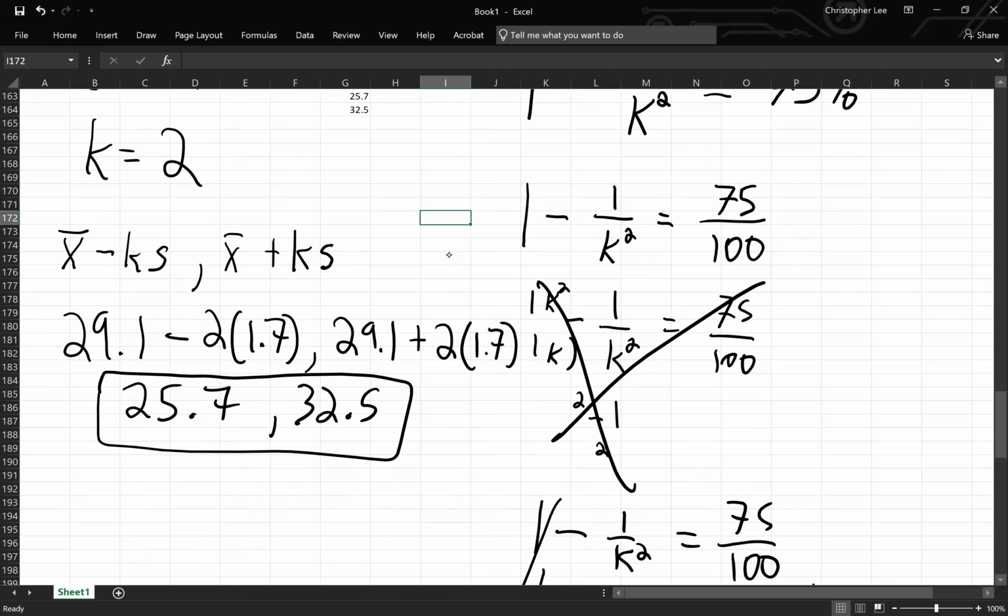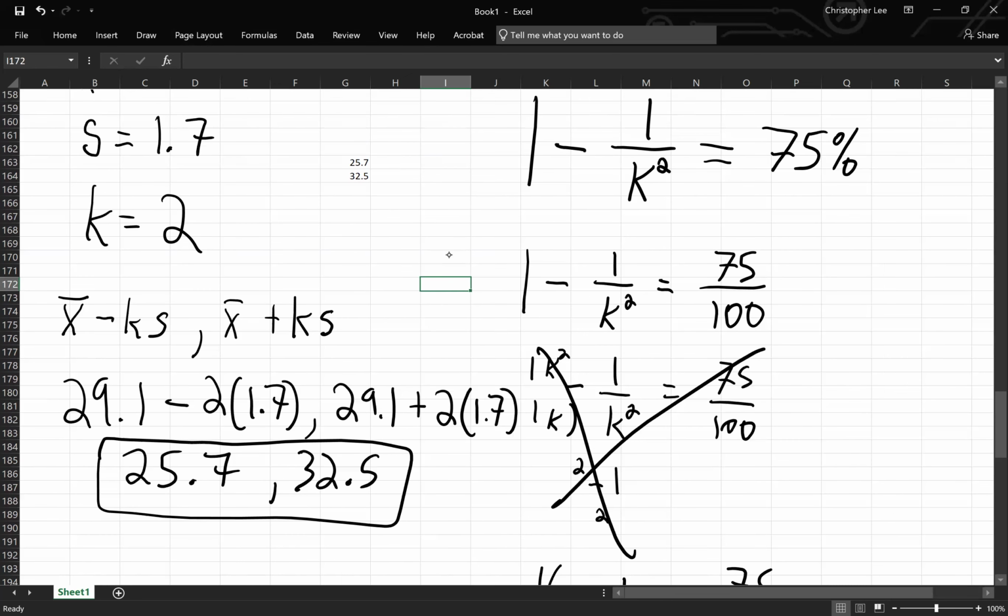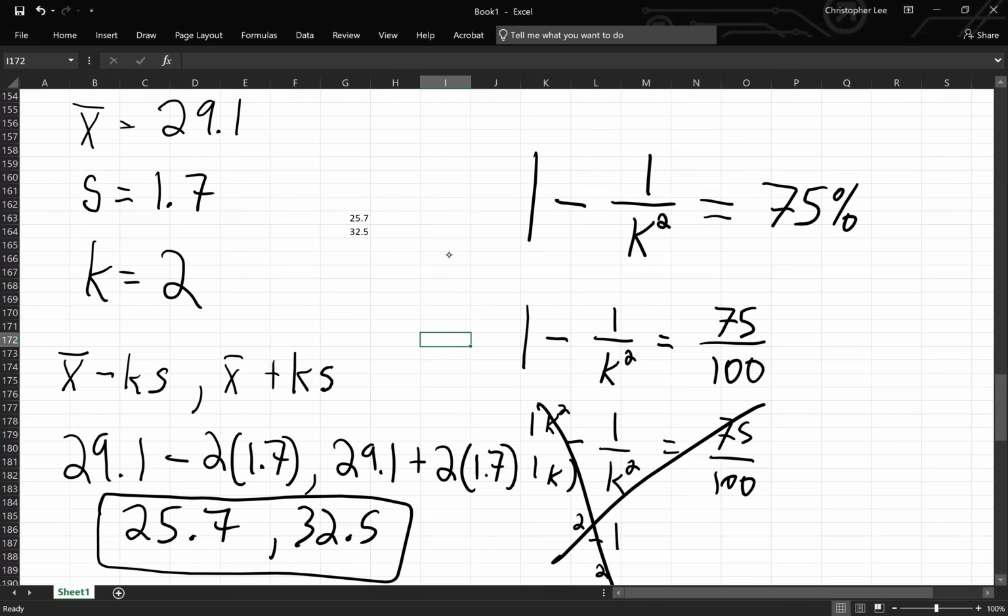Say it again. Like 29.1, right? Is the X bar correct? Yep. Just plug it in. That's it.